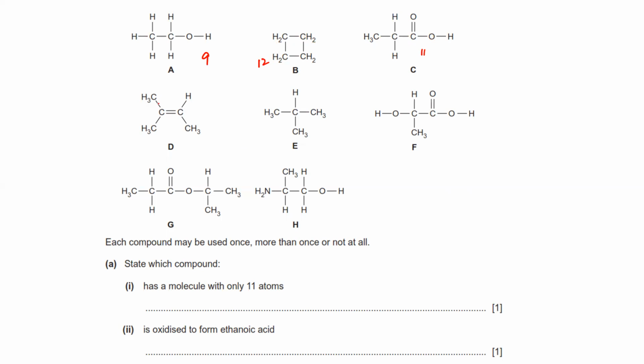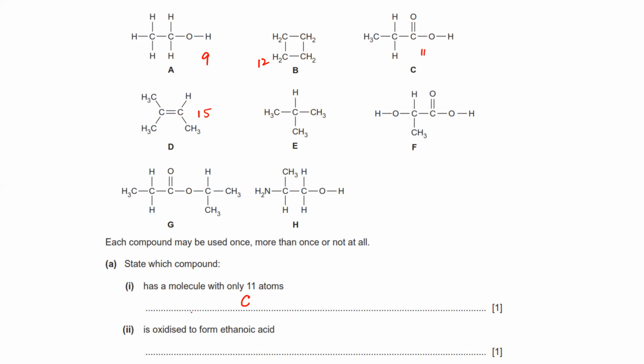Then we have here 1, 2, 3, 4, 7, 10, 13, 14, 15. So we have 15. So we have to find a molecule with 11 atoms. So part C is the answer with us. So we can just simply say.